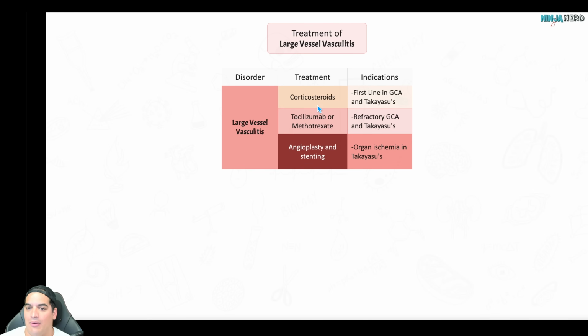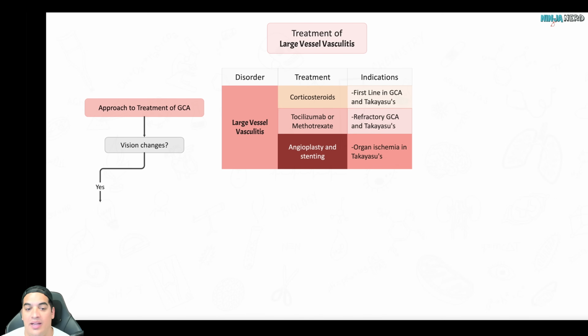I think this is a lot, right? But I think the biggest thing to remember is an algorithmic approach. It might make it easier for you. So let's say that a patient has giant cell arteritis. They're having vision changes. If they are having vision changes, right away you have to put them on steroids no matter what. If the vision loss is really bad, then okay, guess what I'm going to do? I'm going to start them on IV methylprednisolone.